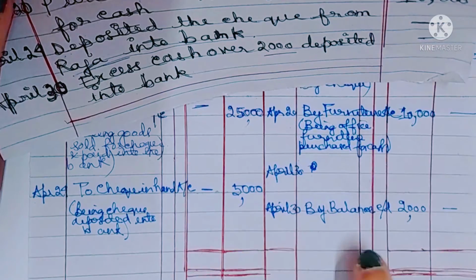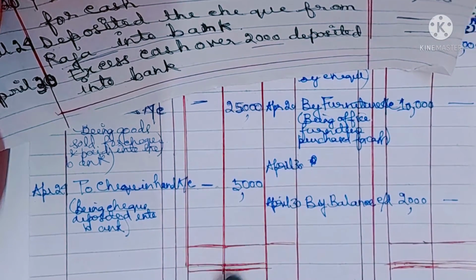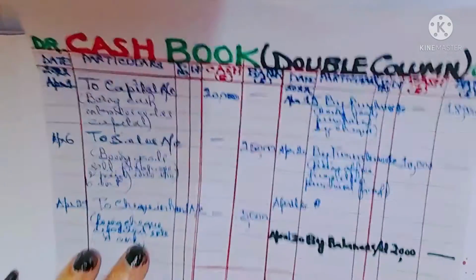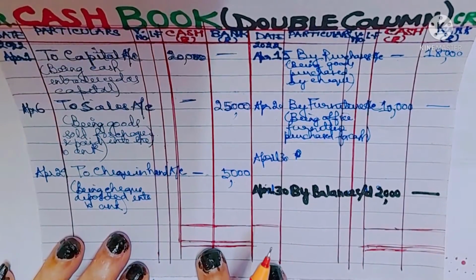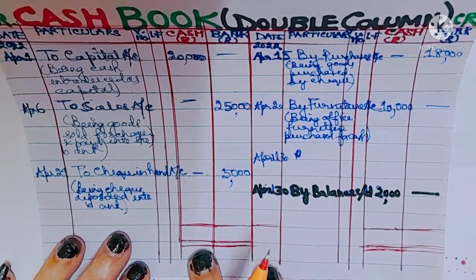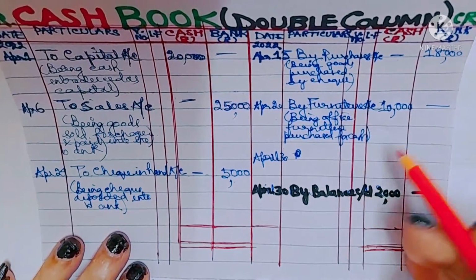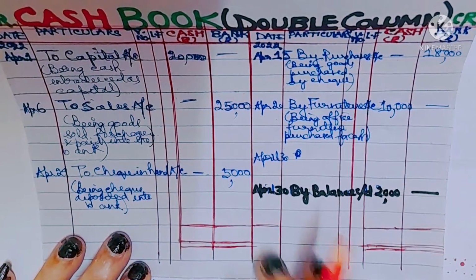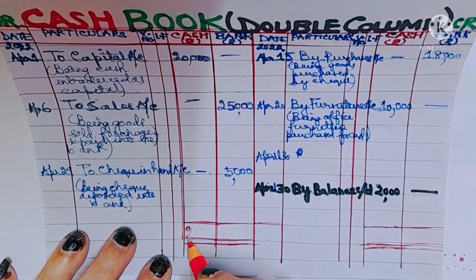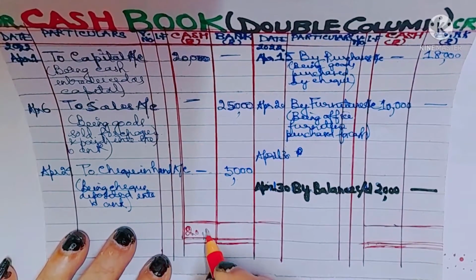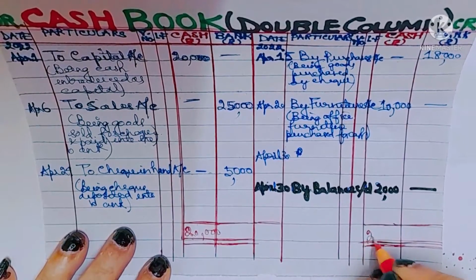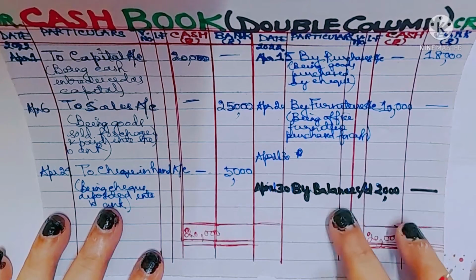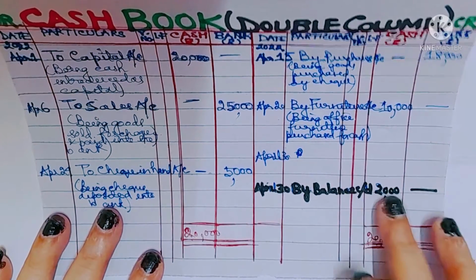After keeping 2,000 as closing cash, my work will be to deposit the excess cash in hand into the bank. For that we have to calculate the total of cash column on the debit side and the total of cash column on the credit side. So the total on the debit side is 20,000 and the total on the credit side is 10,000 plus 2,000, 12,000. We'll always write the bigger total on both sides, that is the rule. So 20,000 on both sides. The balancing figure is already calculated because they told us to keep 2,000.